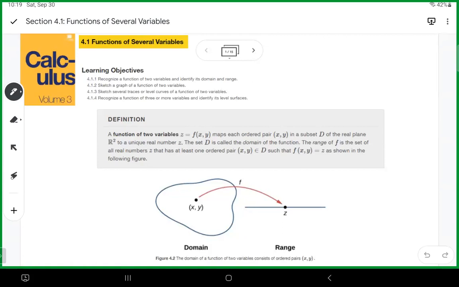So here's our definition. A function of two variables, z equals f of x y, maps each ordered pair x y in a subset D of the real plane R squared to a unique real number z. The set D is called the domain of the function, and the range of f is the set of all real numbers z that has at least one ordered pair x y in D such that f of x y equals z, as shown in the following figure.